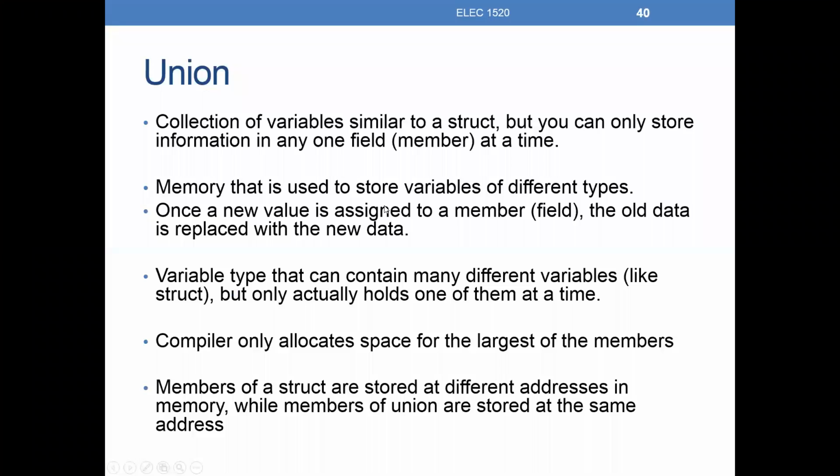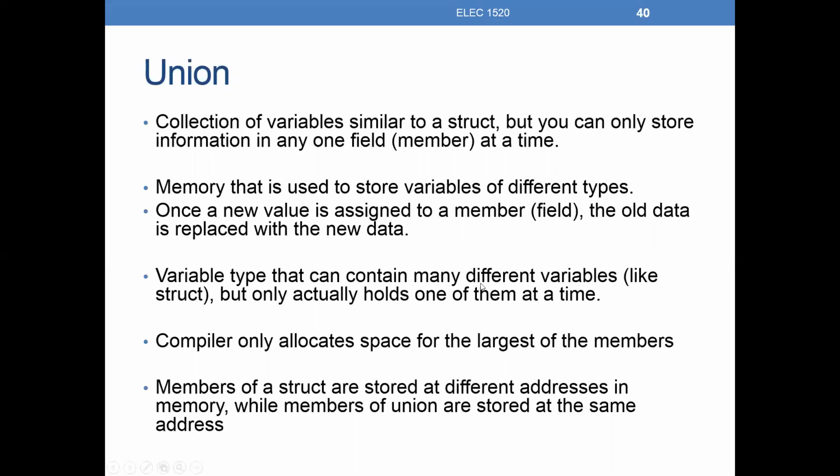So a union is a collection of variables that's similar to a struct, but you can only store information in any one field or any member at a time. So a union can have multiple members, but you can only store information in one of them at a time. The memory that's used to store the variables can be of different types, so we can have ints, doubles, other types in there. You can have structs within there. Once a new value is assigned to that member field, the old data is replaced with the new data.